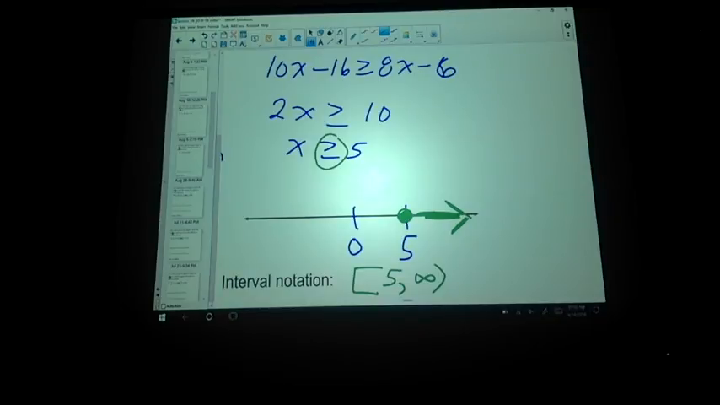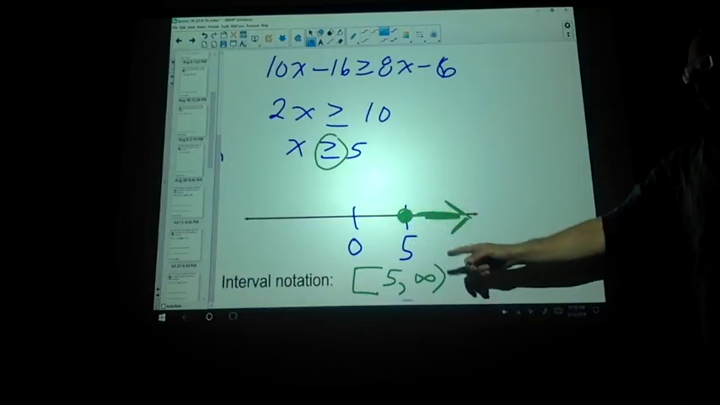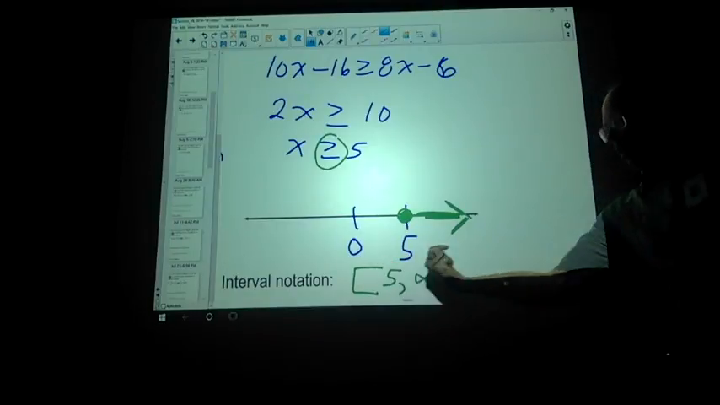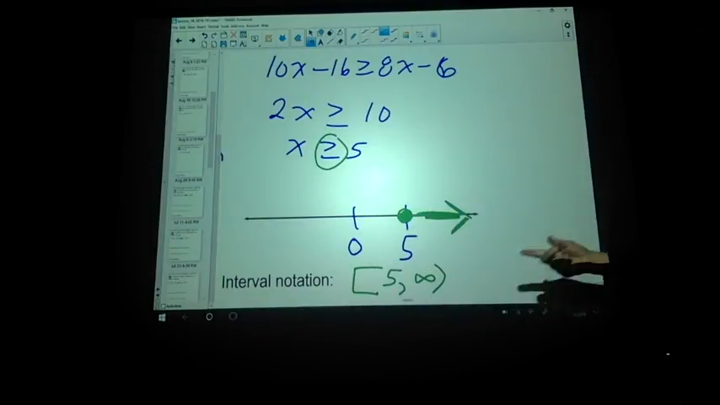Okay? So the square bracket means we include the point. That's our starting point. We're going this way. So we're going to go to infinity this way, and that's why we use infinity. We always use a rounded bracket at infinity because of what reason? Anyone know? You can't reach infinity. Yeah, we're not going to get there, right?